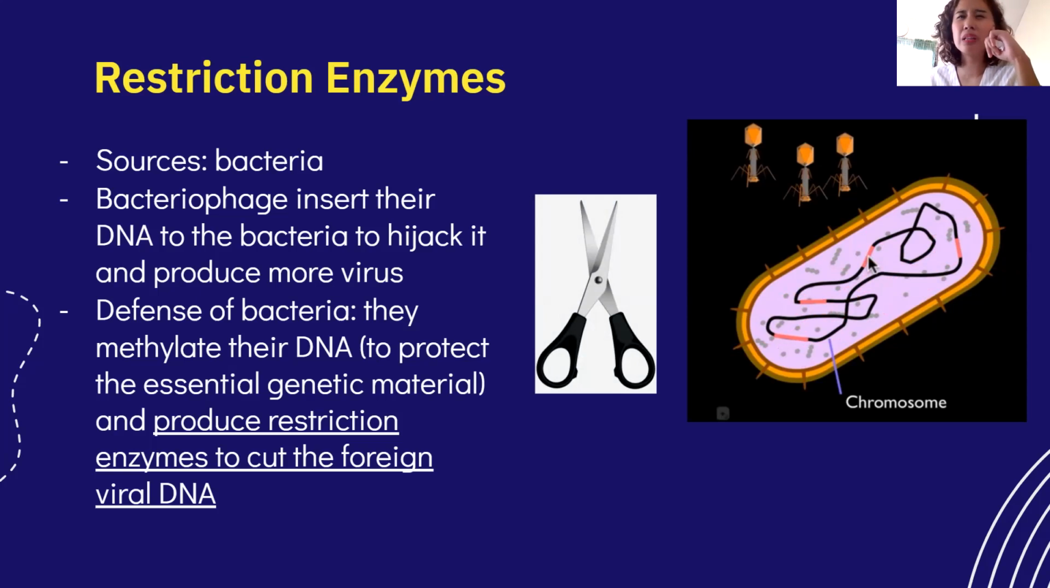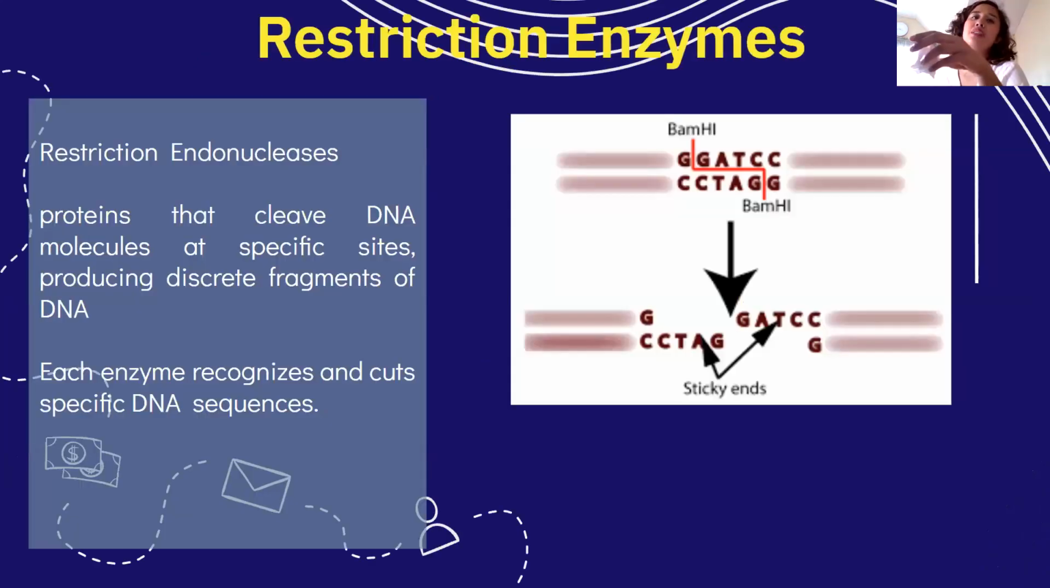So, doon nila na-discover itong restriction enzymes, guys. How the bacteria protect itself. So, by methylating its bacterial chromosome and by producing a restriction enzyme that will cut all the foreign DNA. Ang galing, no? And so, na-discover ang restriction enzyme. Can you search? Sino naka-discover ng restriction enzyme? Nakalimutan ko ilagay. So your restriction enzyme, ang specific na pag-aaralan natin are restriction endonucleases.